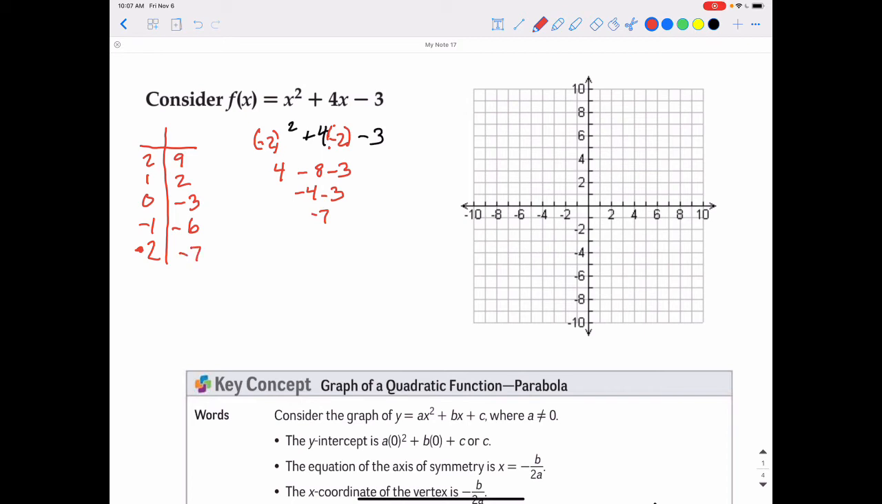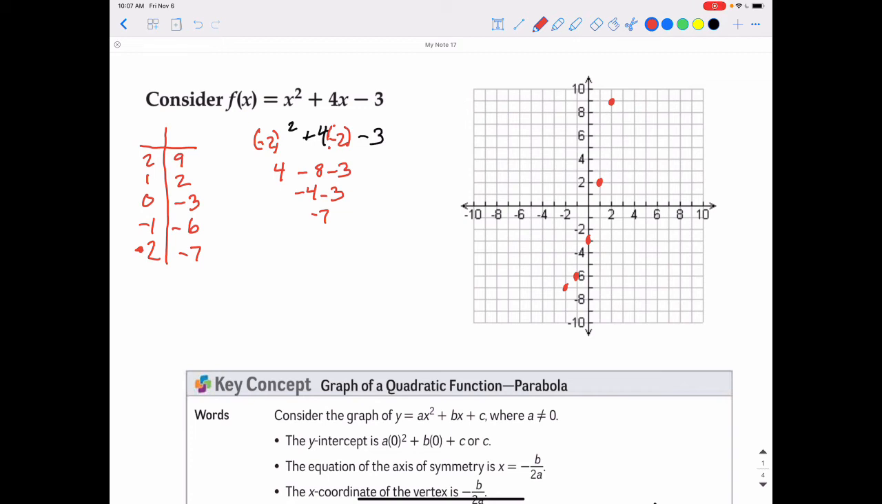So let's graph those and see what we have so far. So we have (2, 9), (1, 2), (0, -3), (-1, -6), and (-2, -7). And I don't know about you, but that sure doesn't look like a parabola to me. And that's one of the problems with trying to do everything with t-charts, is that sometimes you don't get the actual shape of the graph because we're not picking the right number.